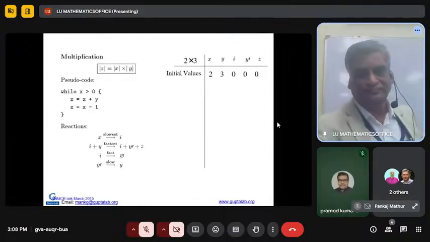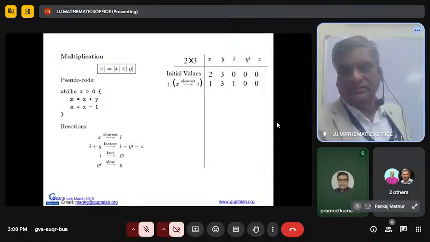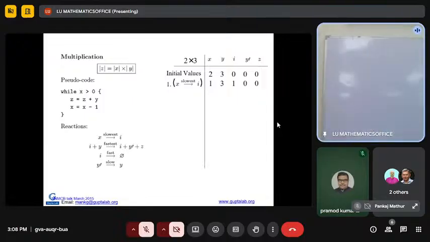Let us take an example. Okay, we have 2 and 3. We want to multiply 2 and 3. So we take 2 molecules of X and 3 molecules of Y, and the final output I want in Z. Now these reactions will fire. So first, as soon as the value X is 2, 1 molecule of X will be taken, and the first reaction will fire, and one catalyst is created. Okay, so here it is. You see. So that means now X is decreased by 1, and 1 molecule of I is created, right?